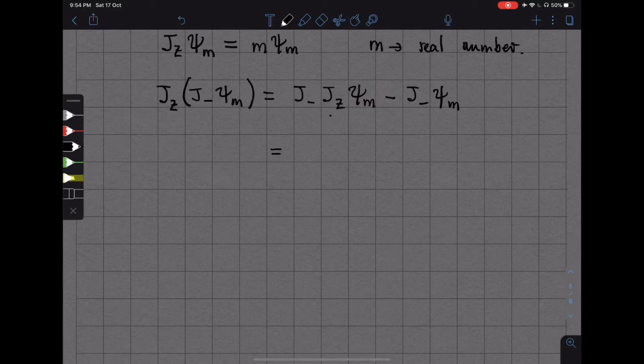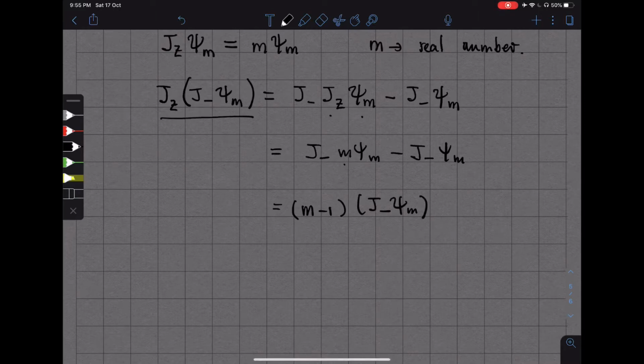Now Jz acting on psi of m is just going to give me m times psi of m. So I have this relationship. But m is nothing but a number, so we can just pull this out. So we can write this as m minus 1 times J minus psi of m. So let me just write this on the left-hand side. So Jz acting on J minus psi of m is equal to m minus 1 times J minus psi of m.